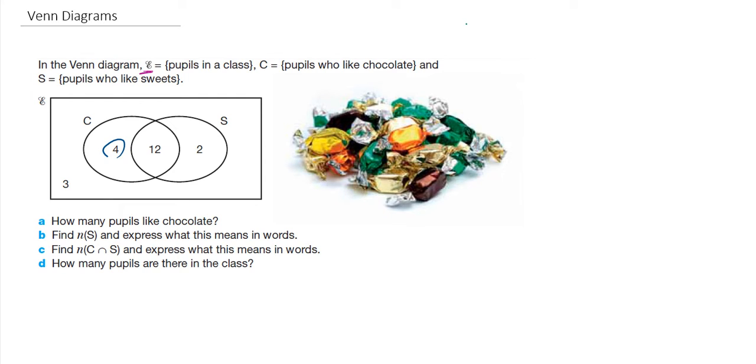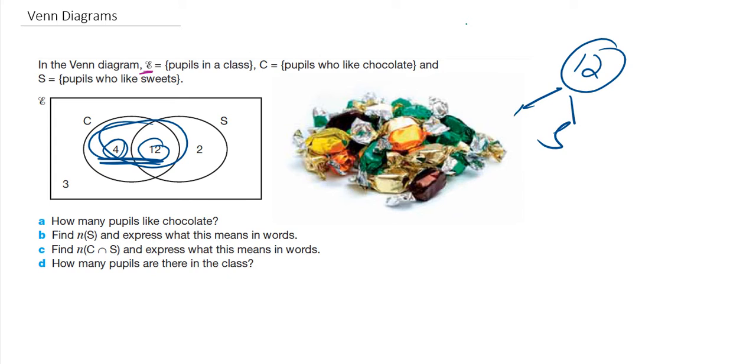So we have to count that 4 and 12 also, because these two both like chocolates. Some of them, like the 12, are the people that like both chocolates and sweets. So that's 12 plus 4, 16 persons like chocolates.